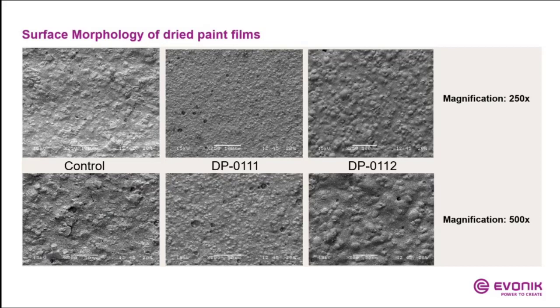We took this formulation and replaced some of the common fillers, for example, calcium carbonate, by SPHERILEX. And this you see in the second and in the third picture on the more right-hand side. And here we see with smaller particles, the DP111, and with bigger particles, the DP112, really the spherical particles on the surface. So we have a very regular surface created by spherical particles.